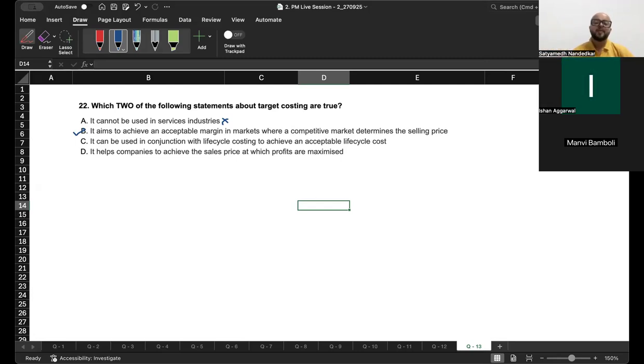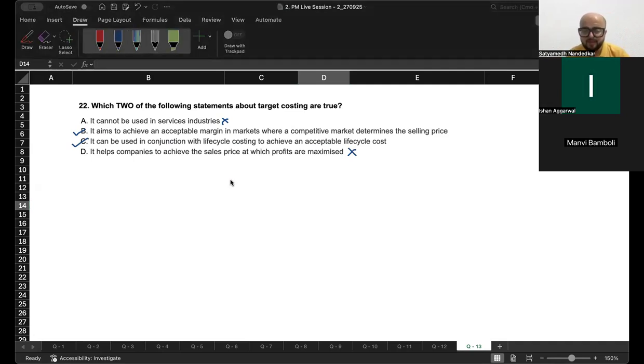Okay. And last thing, it can be used in conjunction with life cycle costing to achieve an acceptable life cycle cost. Can be used in conjunction with life cycle costing, quite possible. But it helps companies to achieve the sale price at which profits are maximized. This is clearly not the answer. So it's B and C which are the correct answers.